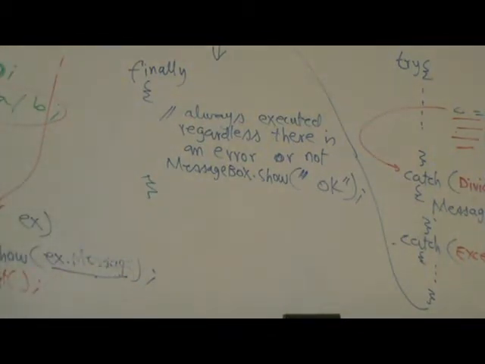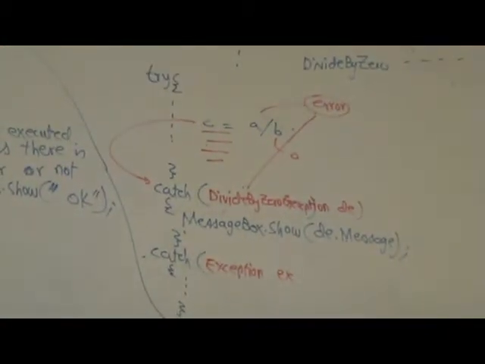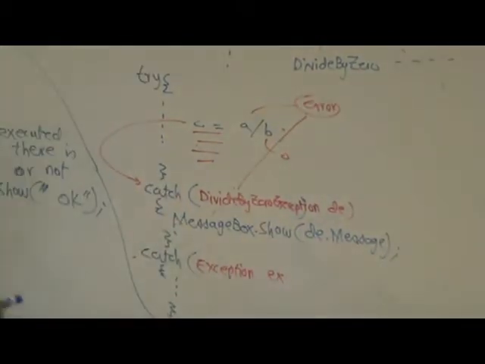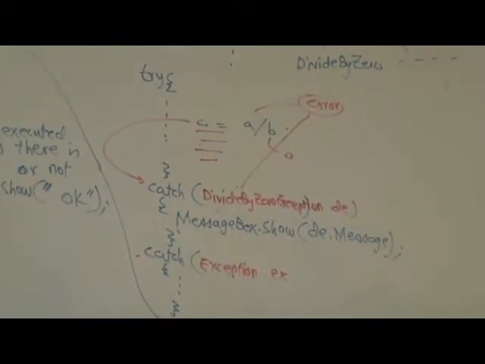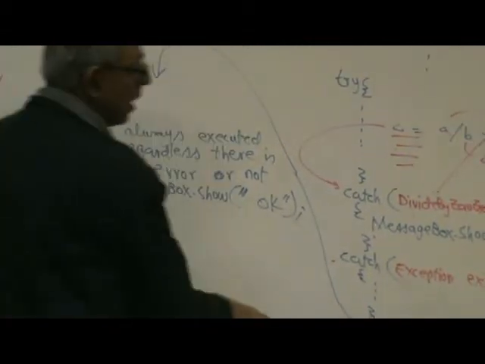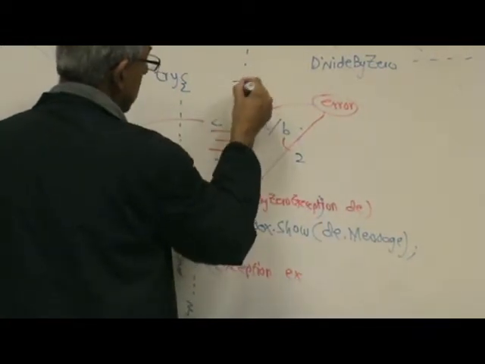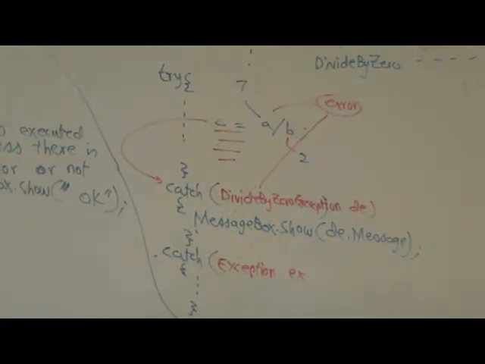So if we run this program, what will happen if B was 0? What kind of output will we get? Divide by 0. We'll get divide by 0 exception. Then it will come to the finally and it will say okay. What if B was not 0? B was, let's say, 2, A was 7. Then what output will we get?